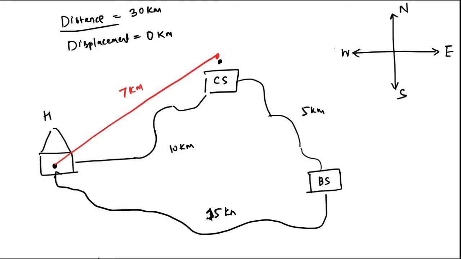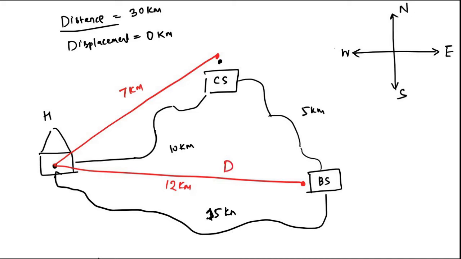So for that, we'll connect these two locations by a straight line. Let's say the length of this straight line is 12 kilometers. So you will say that the displacement is 12 kilometers and it is southeast, just towards the southeast direction. So these are the concepts related to distance and displacement.